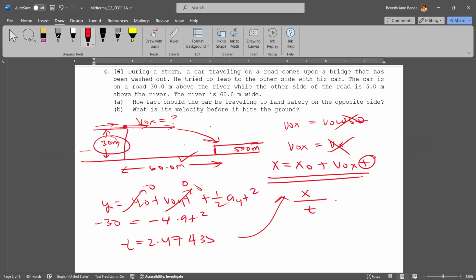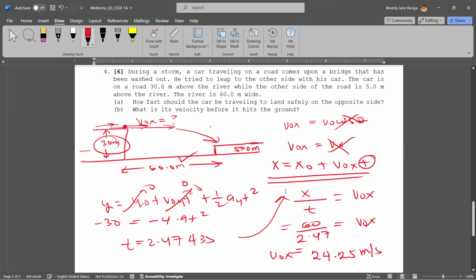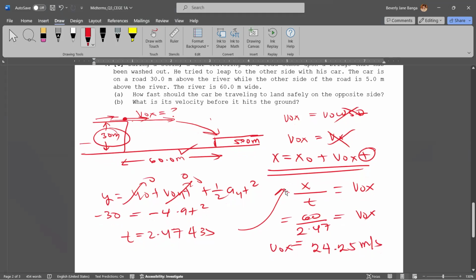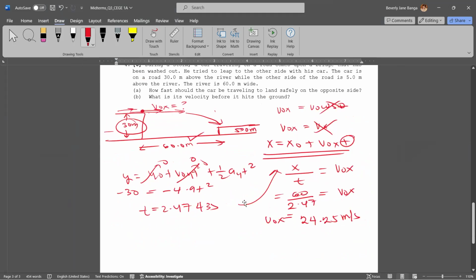And I can plug it in there. So, I have X over T is equal to VOX. And this is simply 60 over 2.47. So, VOX natin is simply 60 divided by 2.47. VOX is simply 24.25 meter per second. Okay? Sana tama yung aking sagot. So, paki-double check nyo yung calculation ko, guys, ha? 30 divided by 4.9 square root, 2.47 and 60. Okay, so VOX therefore is 2.43 times 10 raised to 1 meter per second.